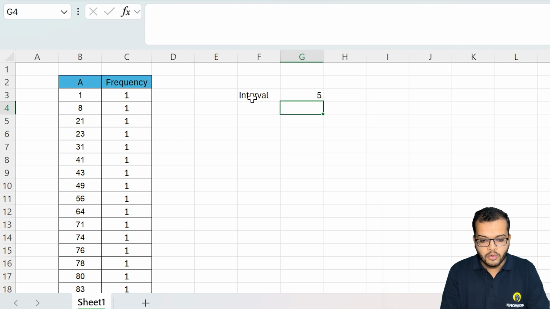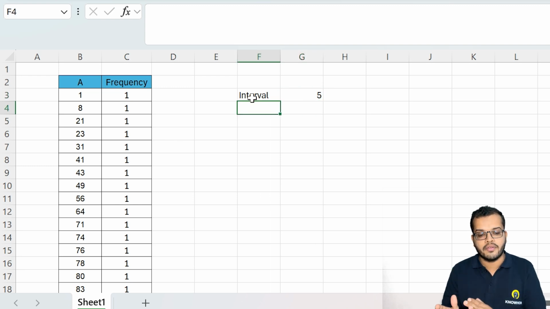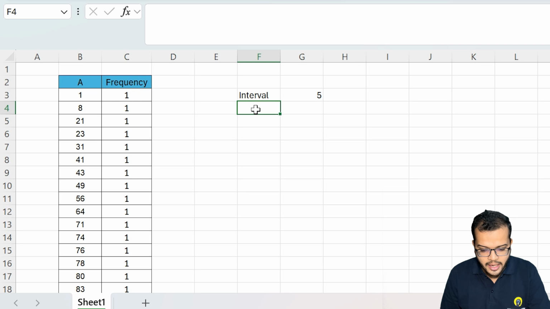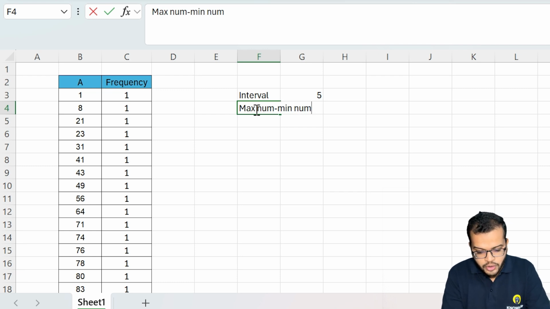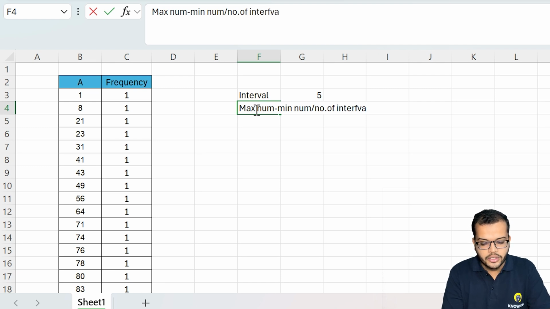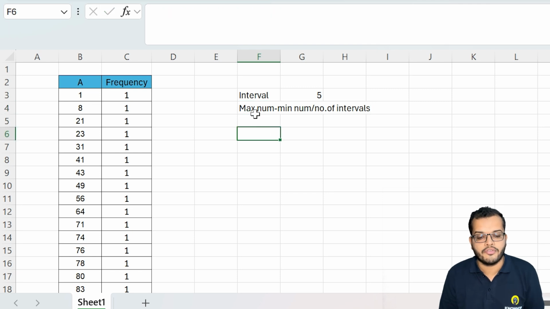Now with these 5 intervals, I am going to calculate the interval width for my column A. For this, what is the formula? The formula I am going to choose is: the maximum number minus the minimum number, divided by the number of intervals. This is the formula I am going to consider here.